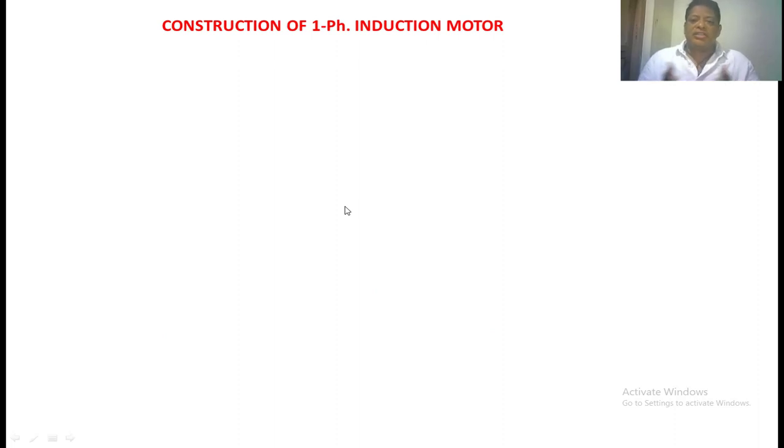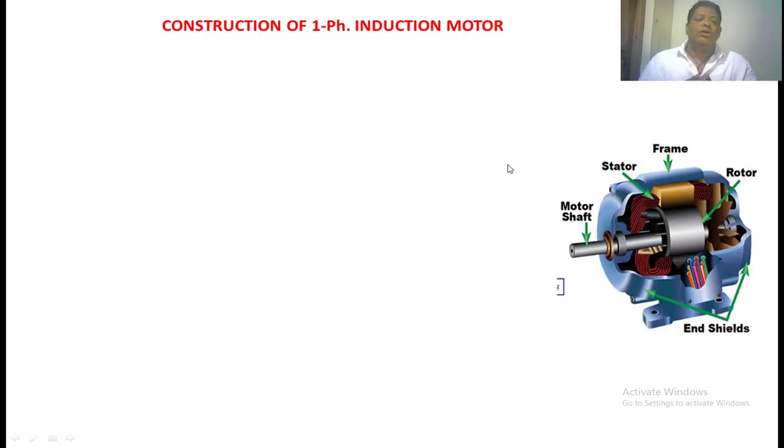The construction of the single phase induction motor has two parts. One is the stator, another one is the rotor. The stator is the part which is stationary. It consists of the stator frame and stator core. The core is laminated to reduce hysteresis and eddy current losses. The inner periphery of the core is slotted to house the single phase distributed winding.